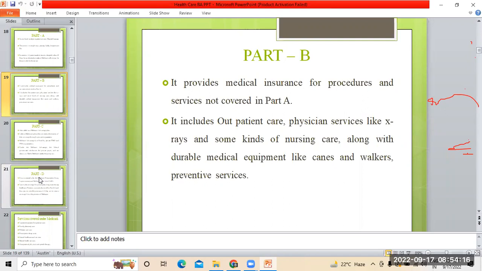Part B focuses mainly on outpatient care, right? So physician services like X-rays, some kind of nursing care, durable medical equipment like canes and walkers, and all the preventive services. All these things will be covered under part B. So part A majorly focuses on inpatient, and part B majorly focuses on the remaining outpatient care. This is the second section, which is all about part B.